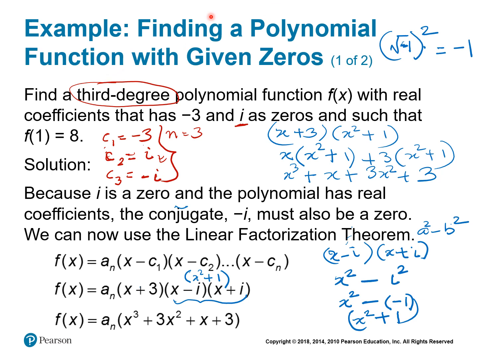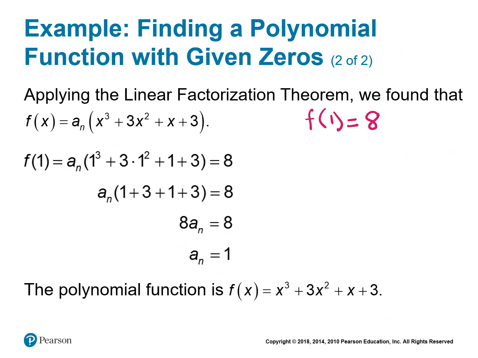All right, so now in the previous slide, when they stated the question to us, they gave us a piece of information saying that f of 1 equals 8. That means when x takes a value of 1, the y value is going to be 8 in the polynomial that we are going to find. So we already found the expanded form of the factors of the polynomial, and we need to find this leading constant a sub n.